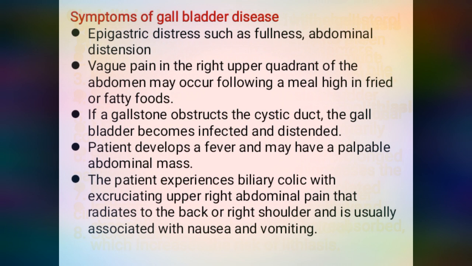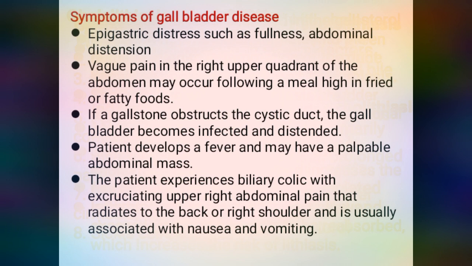That is going to rule in the presence of an infection due to the stimulation of the hypothalamus and the antibody-antigen reaction. And also there will be distension of the gallbladder, and this is going to result in a palpable abdominal mass due to the increase in the size of the gallbladder. The patient is also going to experience biliary colic with excruciating abdominal pain that radiates to the back or right shoulder, and is usually associated with nausea and vomiting.